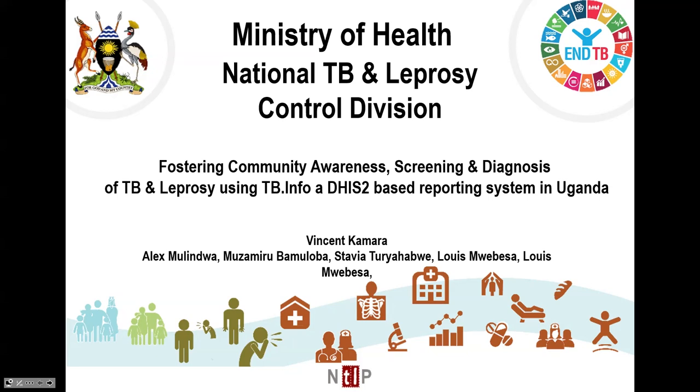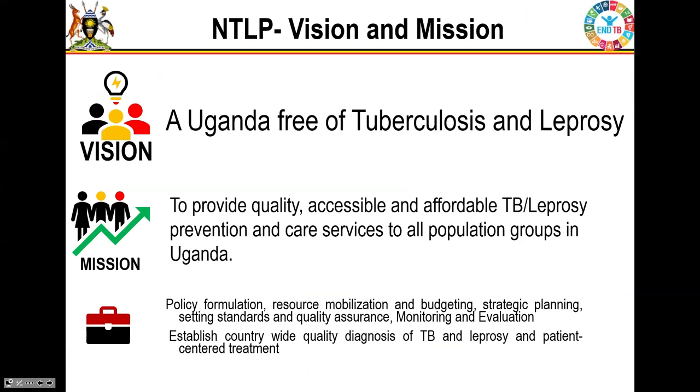Anyway, so now we are going to talk about how we are fostering community awareness, screening and diagnosis for TB and leprosy using DHIS2. To start with, Uganda stands for a Uganda free of tuberculosis and leprosy. And at the National TB and Leprosy Control Division, we foster this through providing quality, accessible and affordable TB and leprosy services to all population groups in the country. And among them, we do policy formulation, resource mobilization, and most importantly, strategic planning, setting standards. And what we are doing here is monitoring and evaluation.